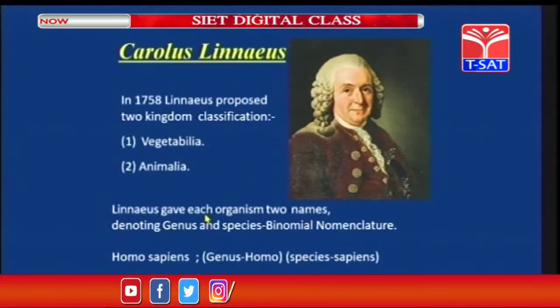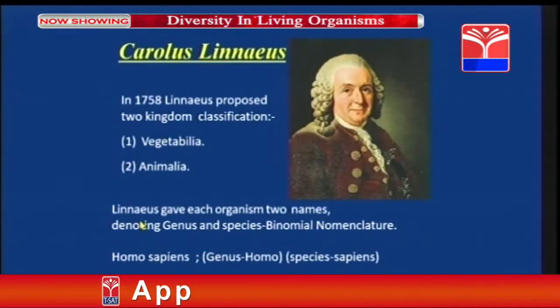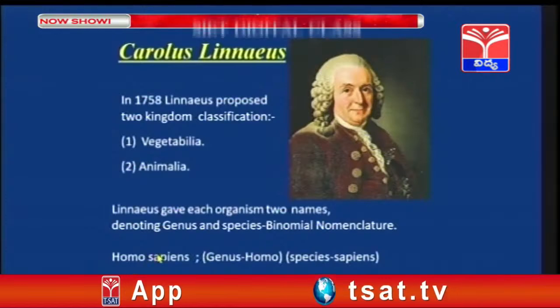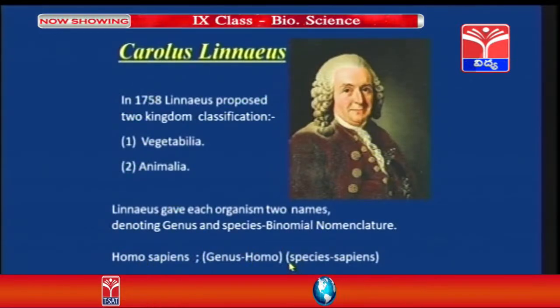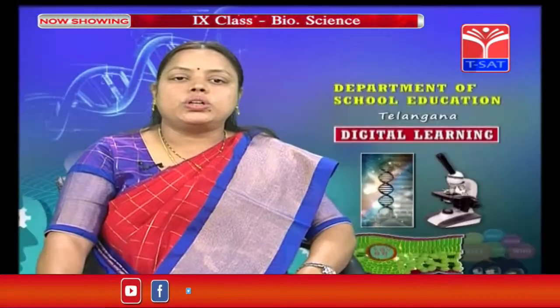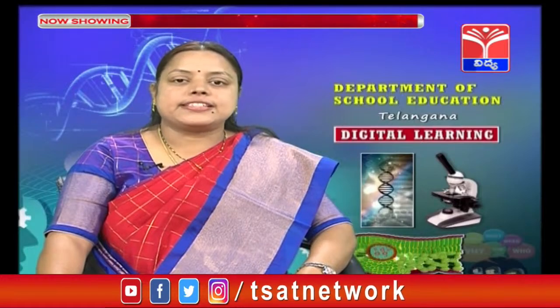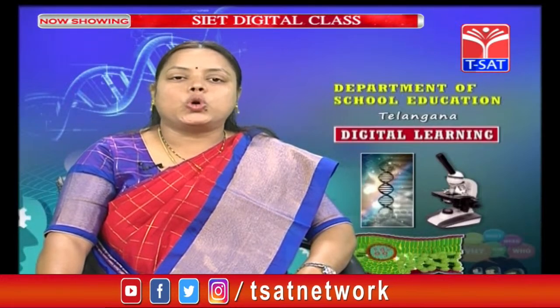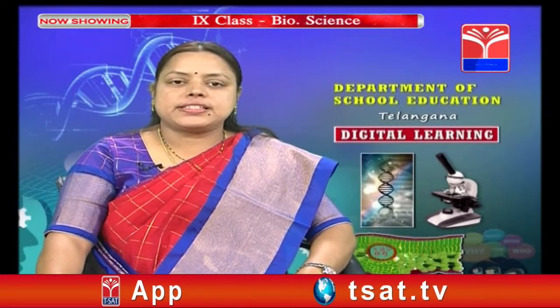As an example, let us know Homo sapiens. So children, the biological name or the scientific name for humans is Homo sapiens. Homo is the genus, and sapiens means species. So Homo is considered as the genus and sapiens is considered as the species. So Homo sapiens is the biological name of human beings.